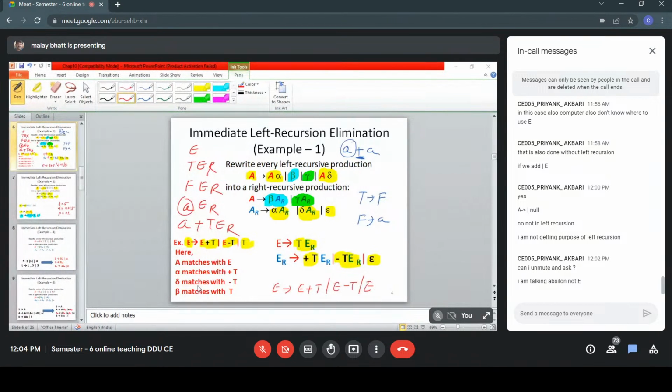Yes. Now where is the query? If you still have a query, you can unmute yourself and ask.